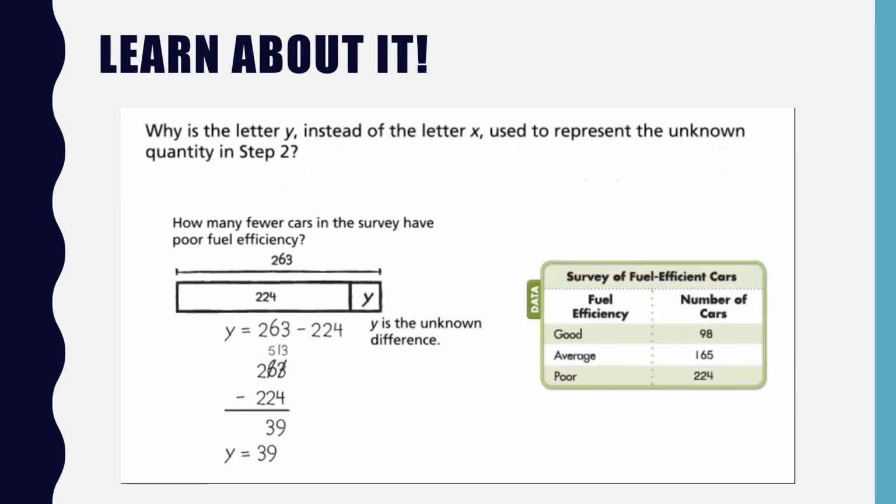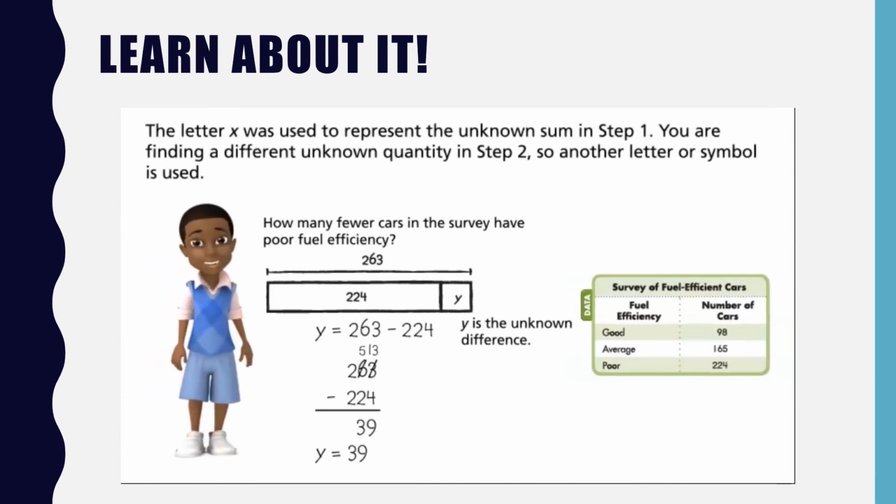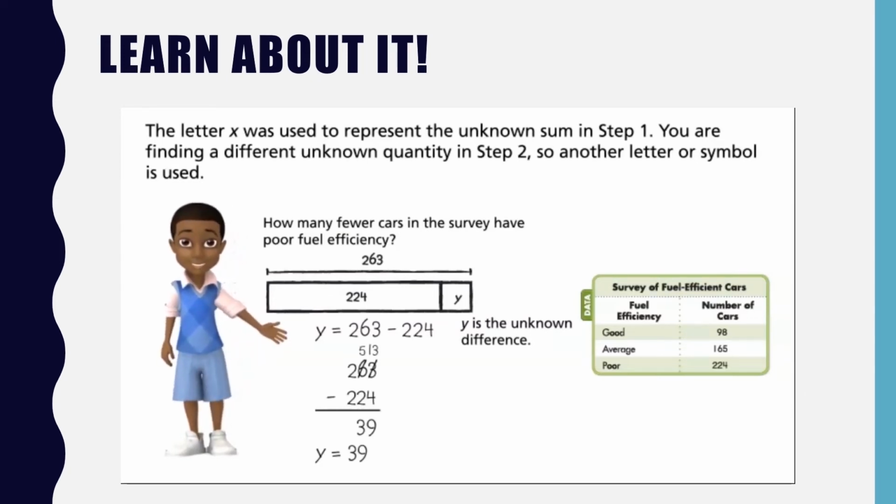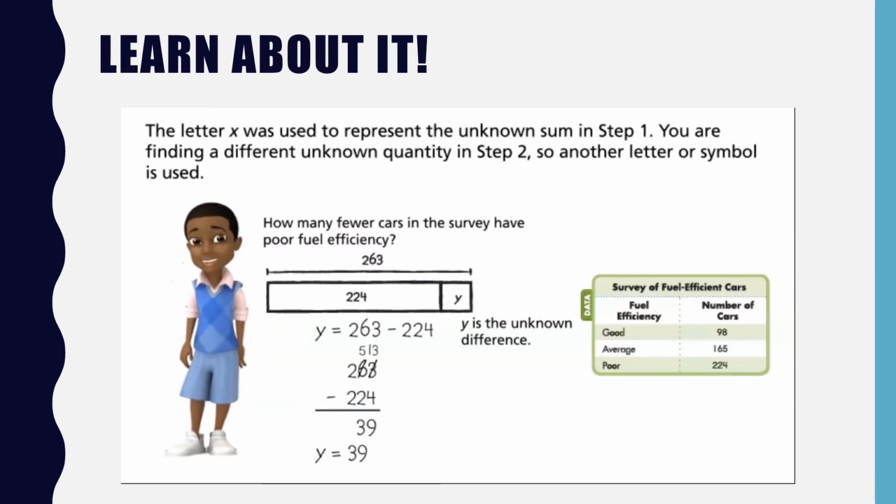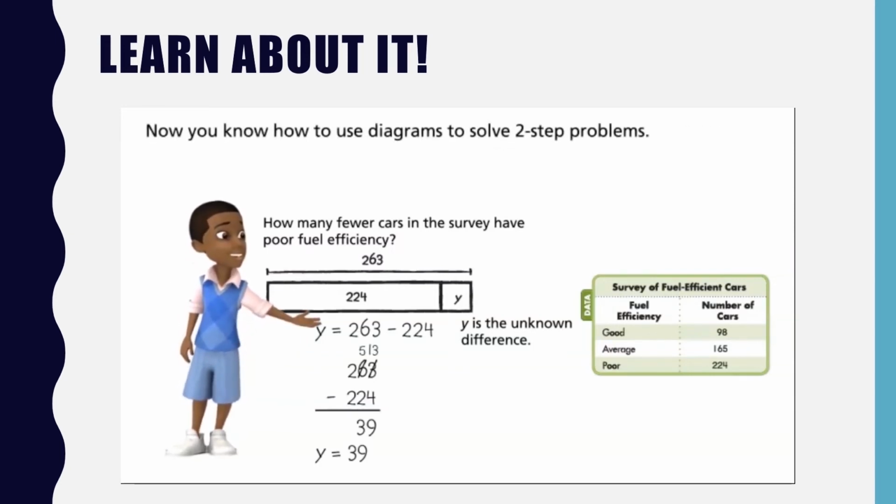Why is the letter Y instead of the letter X used to represent the unknown quantity in Step 2? The letter X was used to represent the unknown sum in Step 1. You are finding a different unknown quantity in Step 2, so another letter or symbol is used. You could have used any symbol or letter other than X. Now you know how to use diagrams to solve two-step problems.